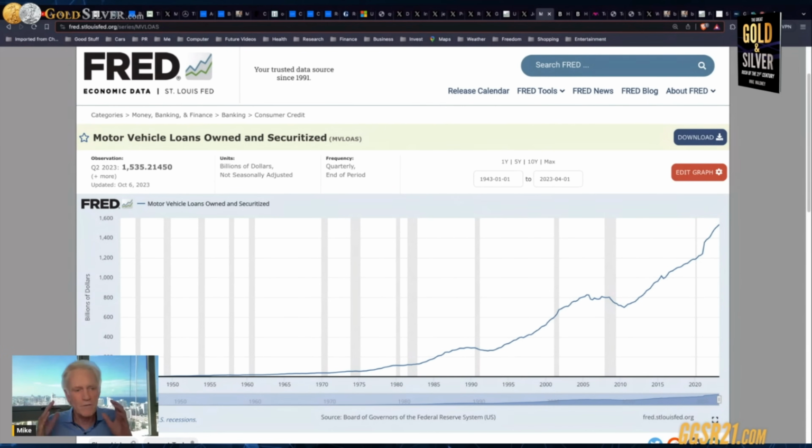This is automotive loans that are owned and securitized, and so you see them drop off during the global financial crisis of 2008. But what happened with the pandemic? Well, they gave out a whole bunch of free currency. They just started sending people checks. And so auto sales exploded shortly after they started all of this stimulus.